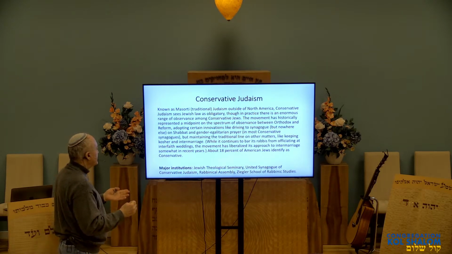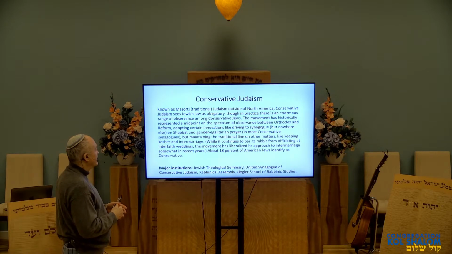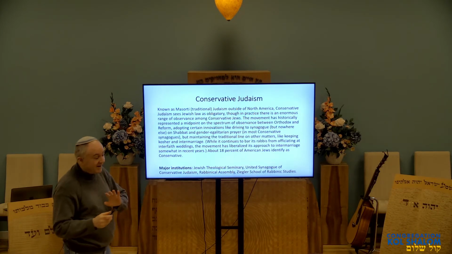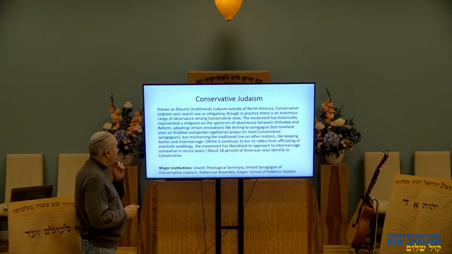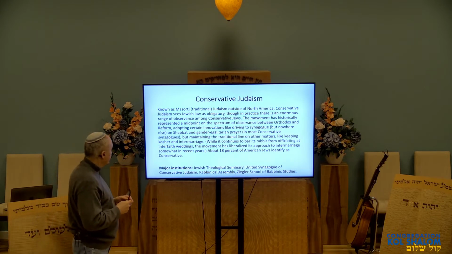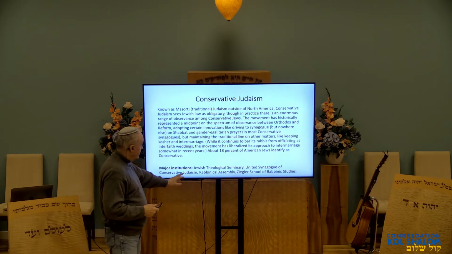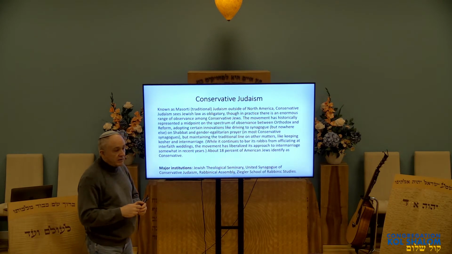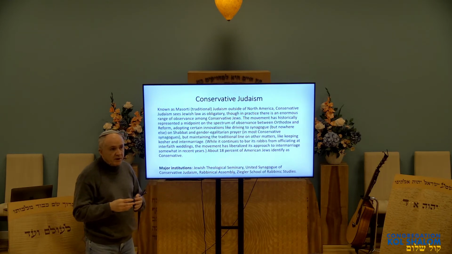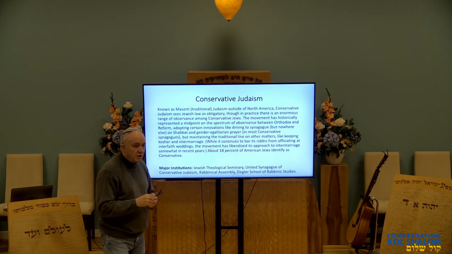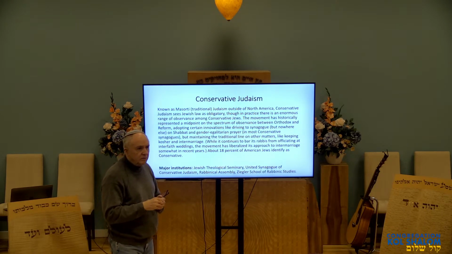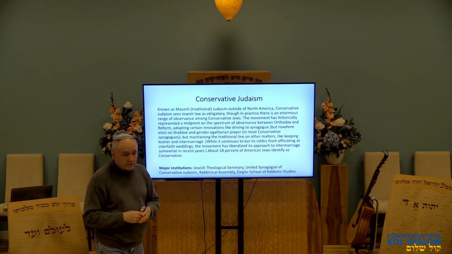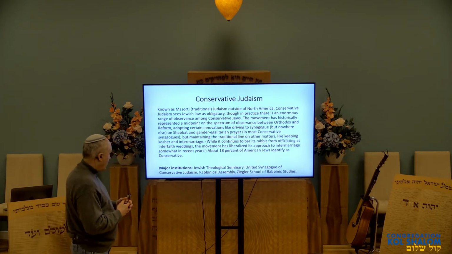The movement has liberalized its approach to intermarriage somewhat in recent years, but I said not completely. About 80% of American Jews identify as conservative. Major institutions: the alma mater is the Jewish Theological Seminary in New York, and there are other seminaries, one in LA, one in Boston, one in Buenos Aires, one in Europe, and in Israel, in Jerusalem there is also.